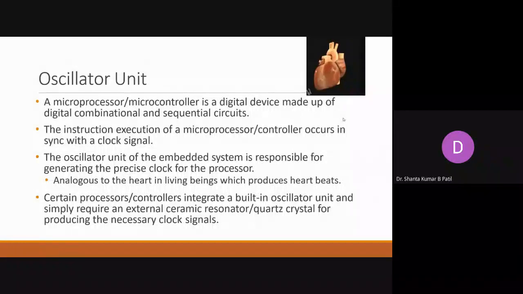Oscillator unit. As I told, in order for a human being to do any work, the hands are required to go to some place, and we take the help of the legs. But it is all possible only if the heart beats. If there is no heartbeat, we can do nothing. Heartbeats are required in order to do anything by the human being. Like that, we have the oscillator in it.